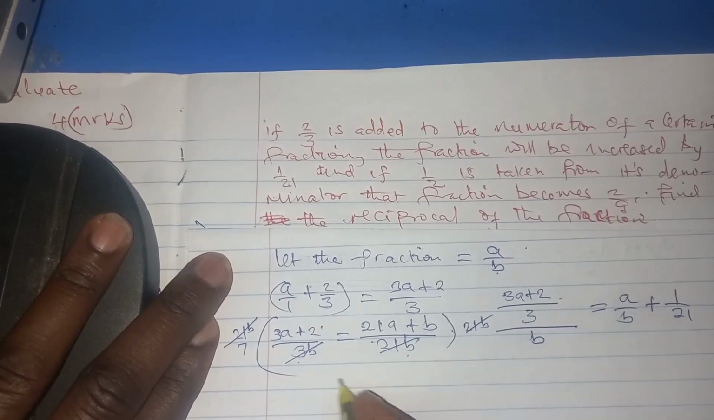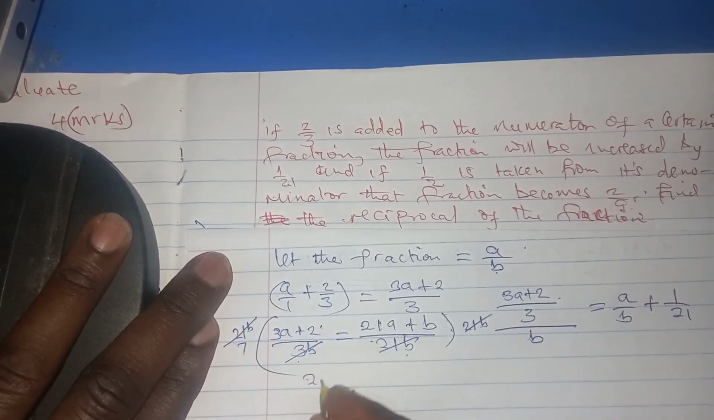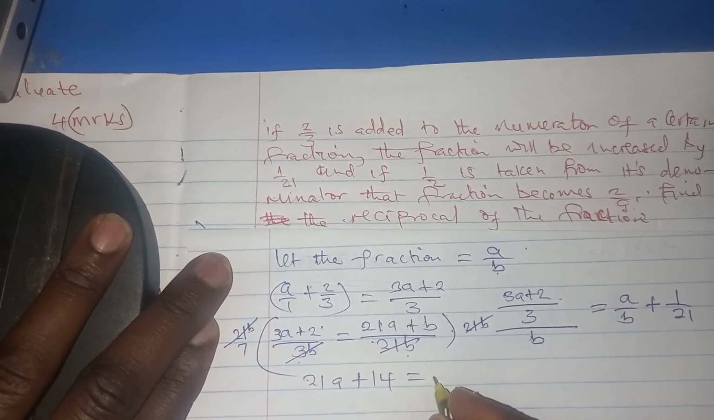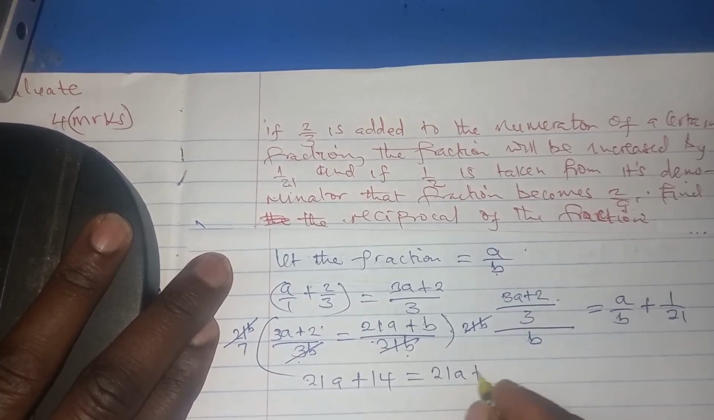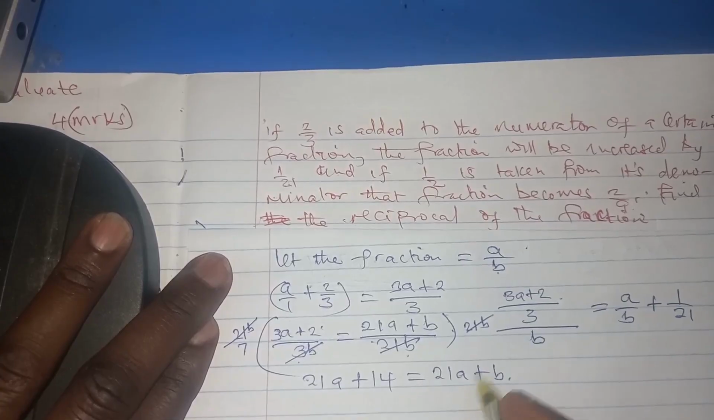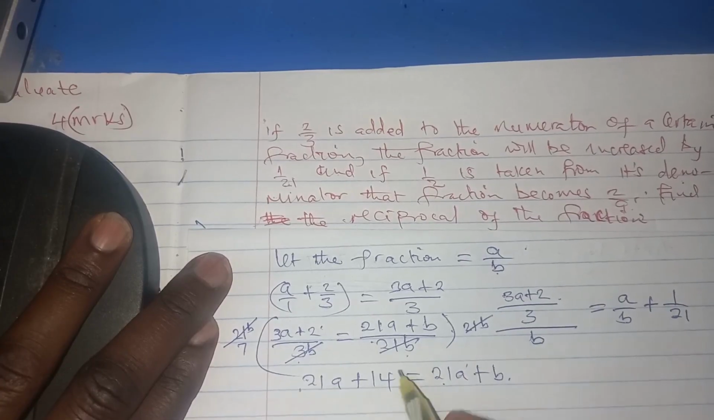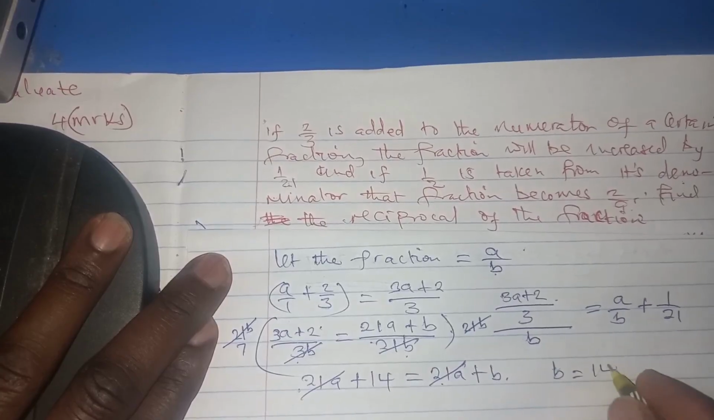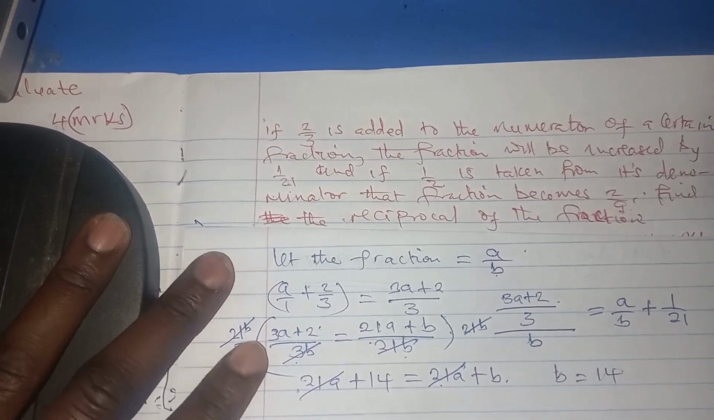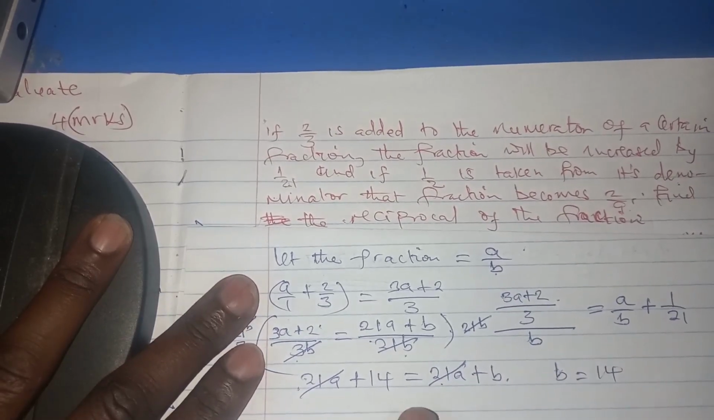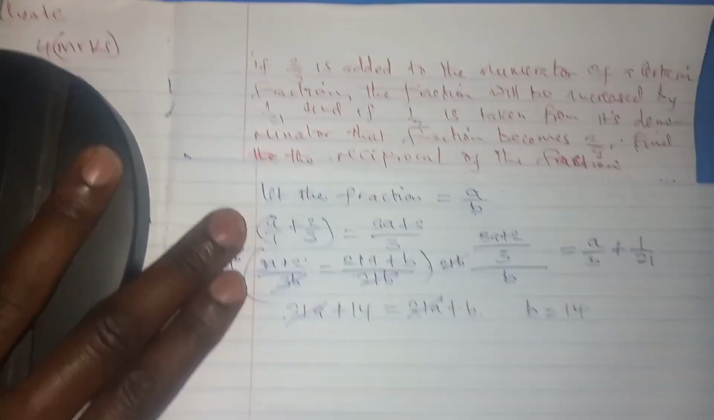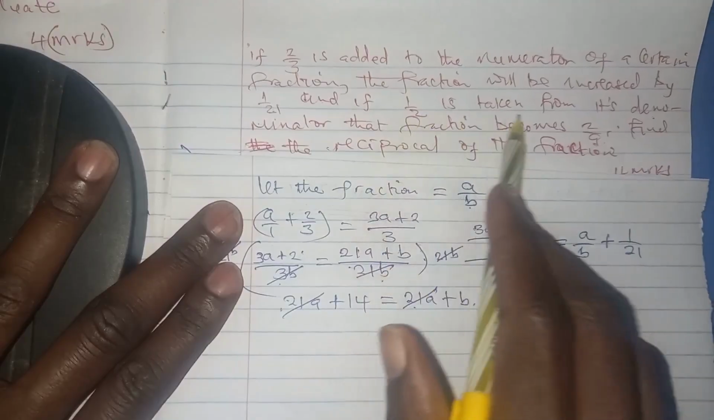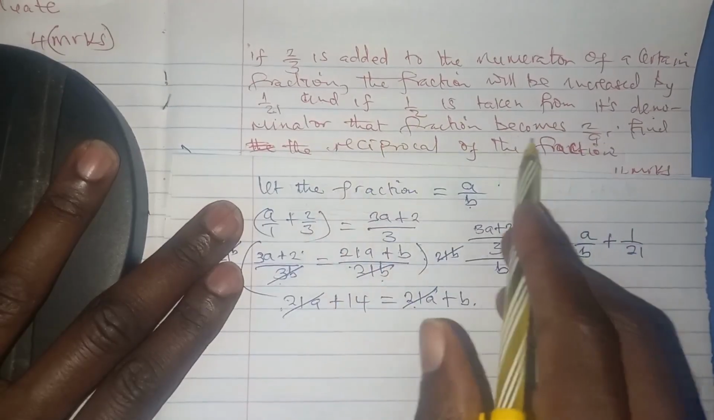So we shall have 7 times 3, we get 21a plus 14 being equal to 21a plus b. When you take 21a to this side, it is going to be minus, so it is going to cancel, and we have our b being equal to 14. From there we have also been told that if half is taken from the denominator, the fraction becomes 2 over 9.